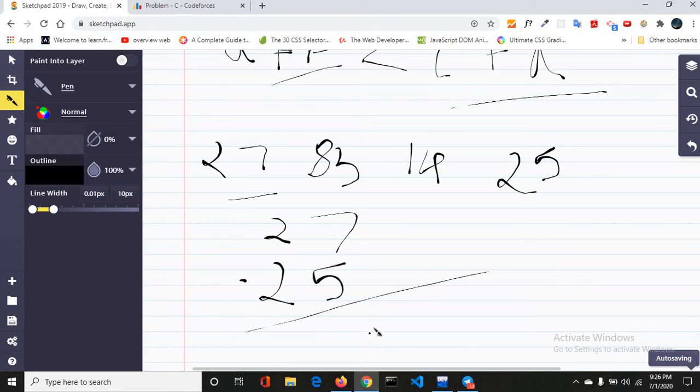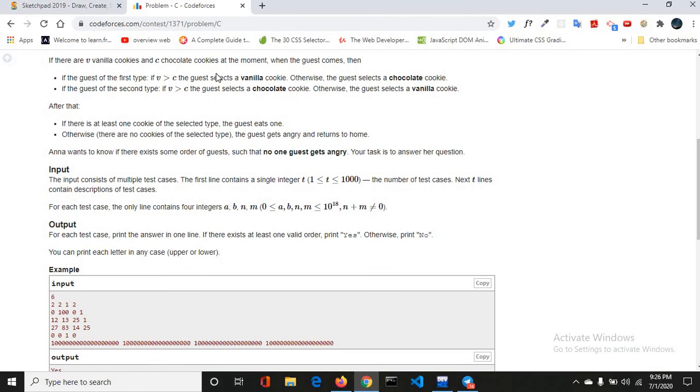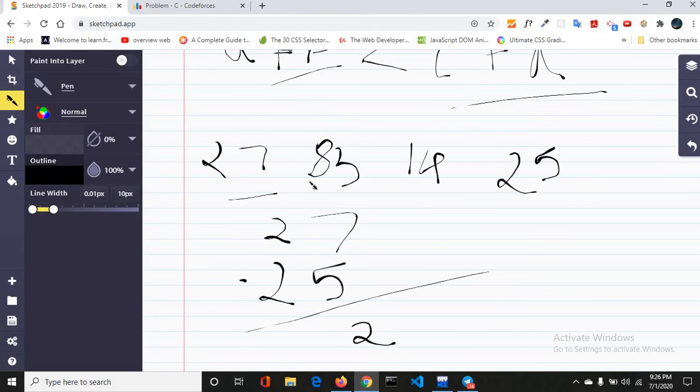So now the remaining vanilla cookies are 2. That means it is less than chocolate cookies, right? If it is less than chocolate cookies and there is still one type of guest remaining, they satisfy the condition. That is, if vanilla is less than chocolate, the first guest will select the chocolate cookie, right? So yeah, it still satisfies the condition.